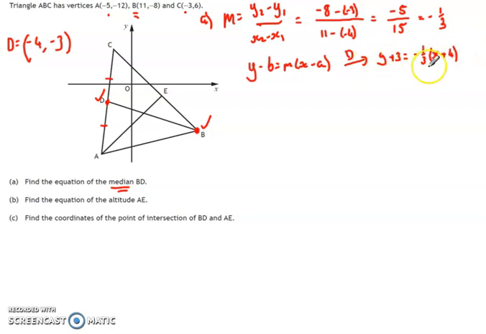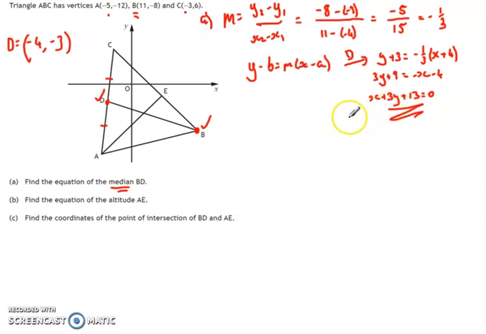So what I'm going to do is rearrange this. I want to get rid of these fractions. I'm going to put it in the general equation of a straight line format. So if I multiply through it by 3, what I'll get is 3y plus 9 equals -x minus 4. Stick it all on the left hand side, and I get x plus 3y, take the 4 across there, and I get plus 13 equals 0. So there we go. That's the equation of a straight line in this case here.